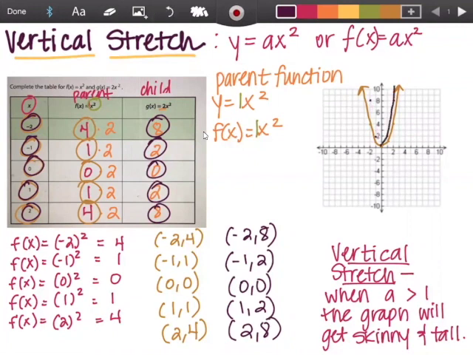And as you can see, this graph is slightly skinnier than the parent function. So remember, when a is greater than 1, the graph will get skinnier and taller, okay? It gets skinnier and taller.